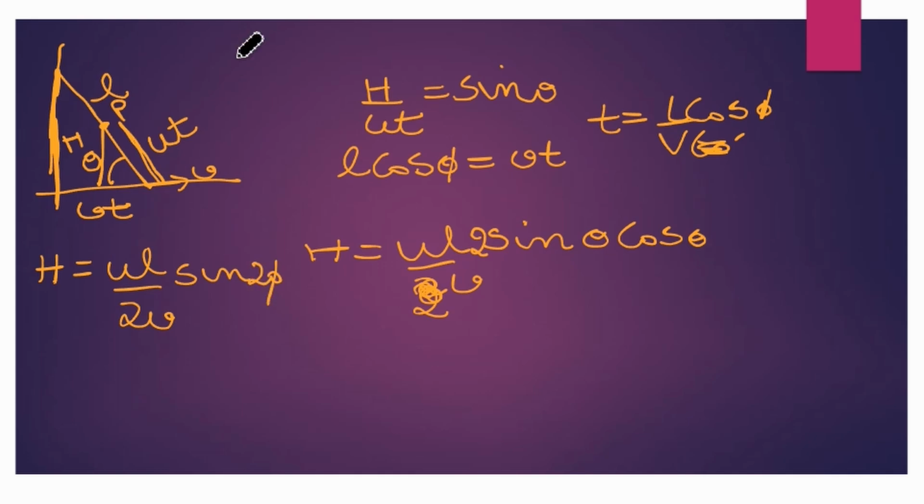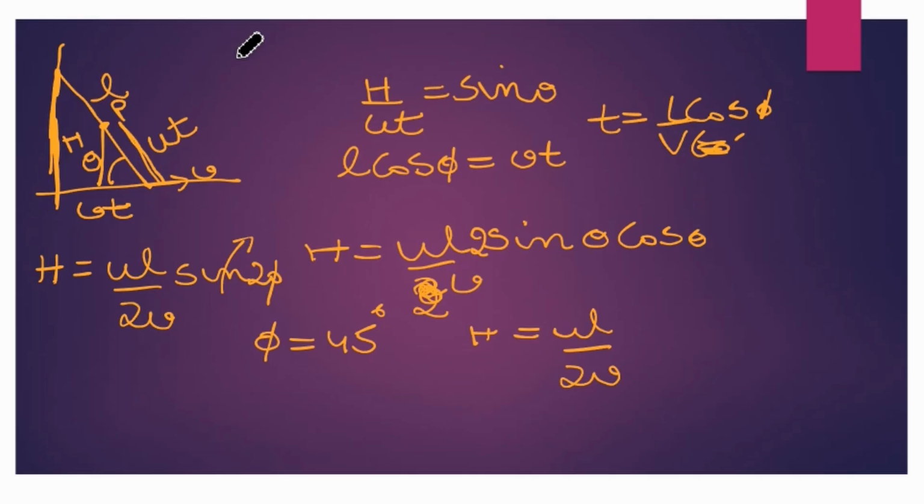Suppose I want the height to be maximum. Then sine 2 phi should be equal to 1, so that becomes when phi is equal to 45. So here lies the condition. The h max becomes ul by 2v when phi is equal to 45. So you are saying when phi is equal to 45, the maximum height reached is ul by 2v. So what are the various conditions possible for it?